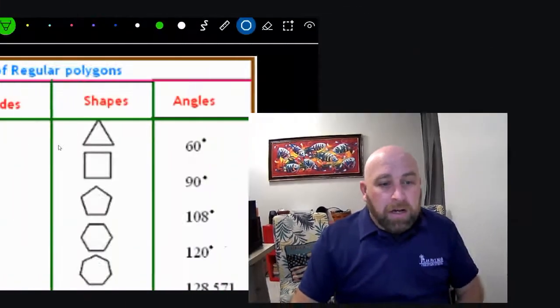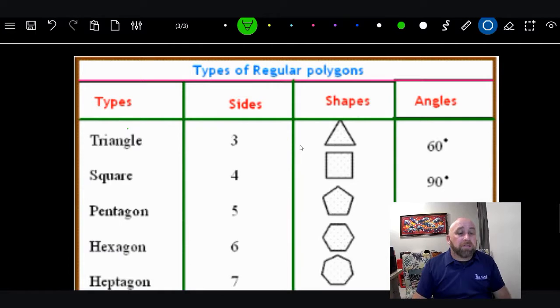I'm going to show you this graphic. If you look down at the screen, I show a graphic of different types of regular polygons. The first one is the triangle. We're going to wait on the angles over here on the right hand side. I'm just going to talk about the type, the sides, and the shape right now. And then we'll talk about the angles a little bit later in the lesson. So we'll come back to this.